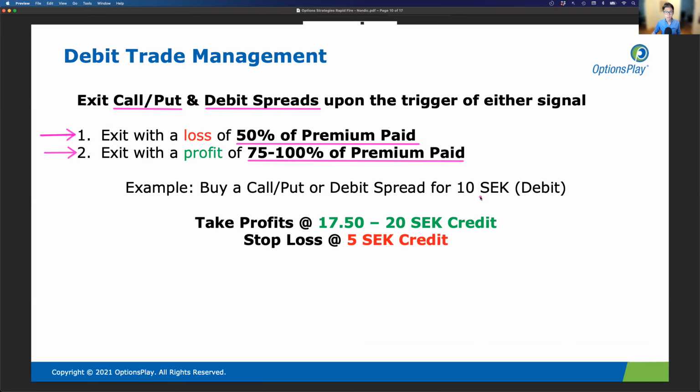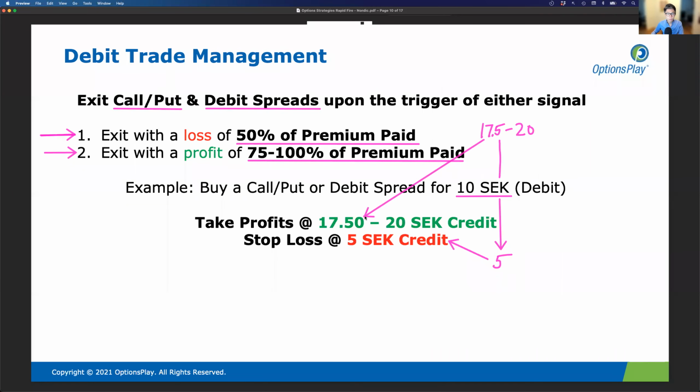So let's say I buy a call option, or a call debit spread, and I'm spending 10 crowns per share, so about 1,000 crowns for a full contract. If I buy something for 10 crowns and it declines to 5 crowns, then I've lost half of the value of what I've paid, and that is a good place to put your stop loss. Now, if I bought something for 10 crowns and it reaches, let's say, 17.5 to 20 crowns, that means I've made somewhere between 75 and 100% of the premium I've paid.